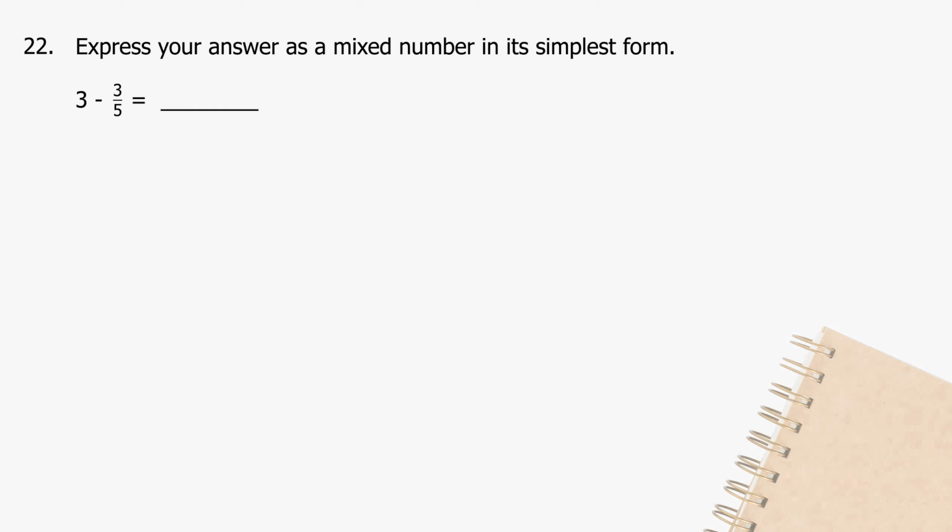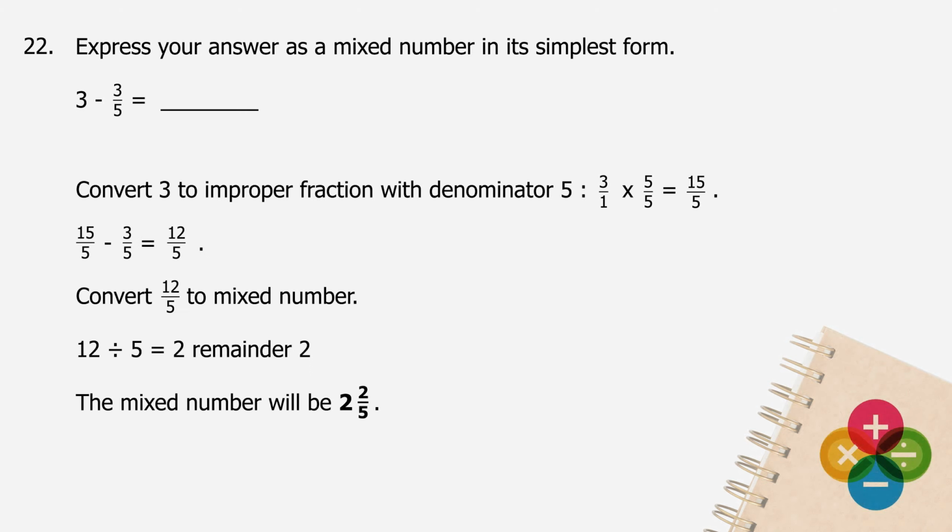Question 22. Express your answer as a mixed number in its simplest form. 3 minus 3/5 is equal to. Convert 3 to an improper fraction with denominator 5 will be, multiply 3/1 by 5, and the product is 15/5. Subtract 3/5 from 15/5, and the difference is 12/5. Convert 12/5 to a mixed number. Divide 12 by 5, and the quotient is 2, remainder 2. The mixed number will be 2 and 2/5.